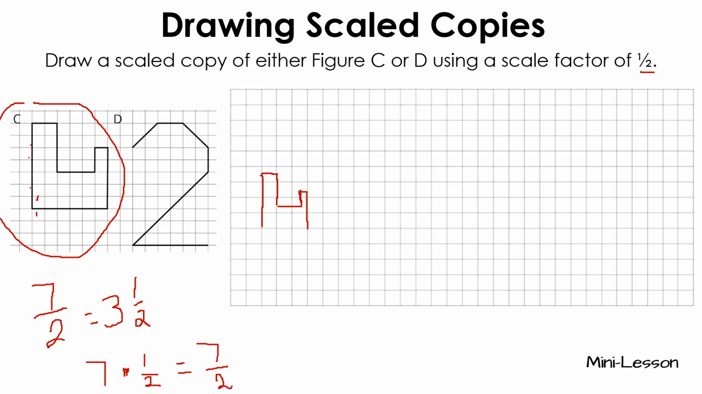And then across the bottom we have 1, 2, 3, 4, 5, 6. And 6 times 1/2, or 6 divided by 2, is 3. And this is what your new scaled item would look like, a smaller version of the bigger one. You should definitely give this a try with D.